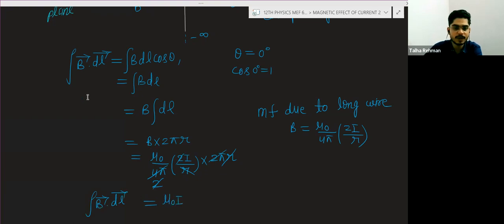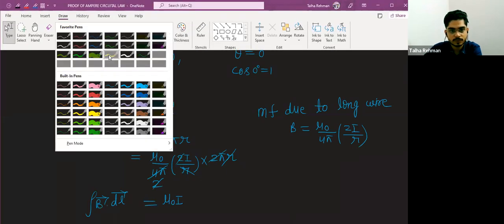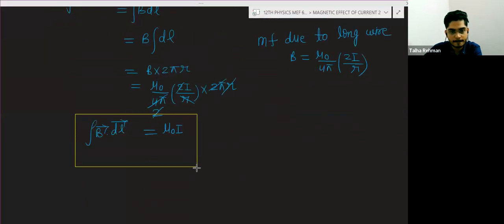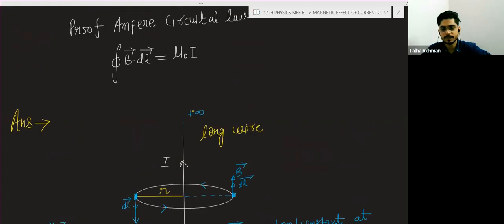So finally now you have proved this. This is the proof. So in this way you will prove this. Just copy this. First you will consider a straight wire, and then you will consider a circular loop. Then you will calculate B dot dl. Okay. And the value of the magnetic field due to the long wire we already know. Please note it down.